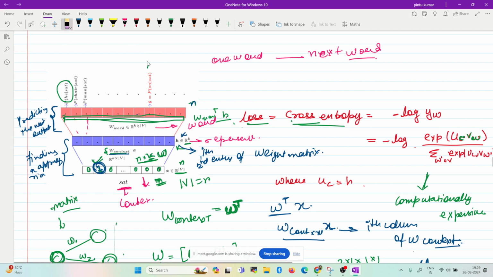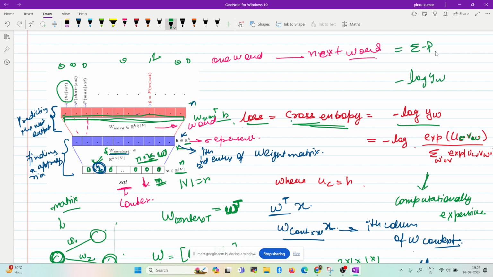Yeah, we want only this entry to be 1, and all the other entries in your output we want to be 0. That's why your cross entropy reduces just to minus log y_w. So what was the formula for cross entropy? It was summation of minus p_i log q_i, but p_i is 0 for everything except one entry. So everything else reduces to 0, and only this particular entry is left as 1, and the q_i corresponding to that is represented by y_w.